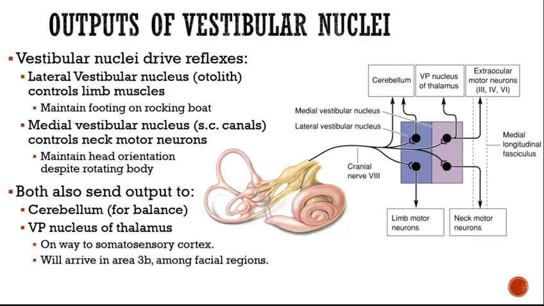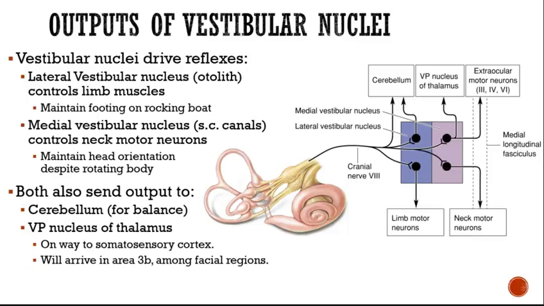Both the lateral and medial vestibular nuclei also send information over to the cerebellum. Cerebellum is our big coordination center, so we need to have information about what our head's doing, what our balance and vestibular information is doing, to do a good job of coordinating actions.